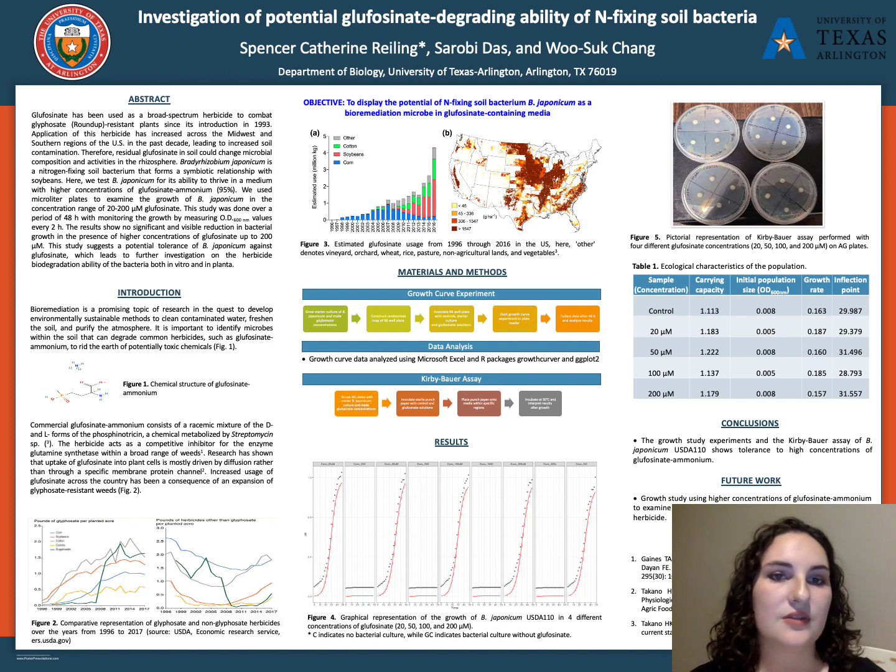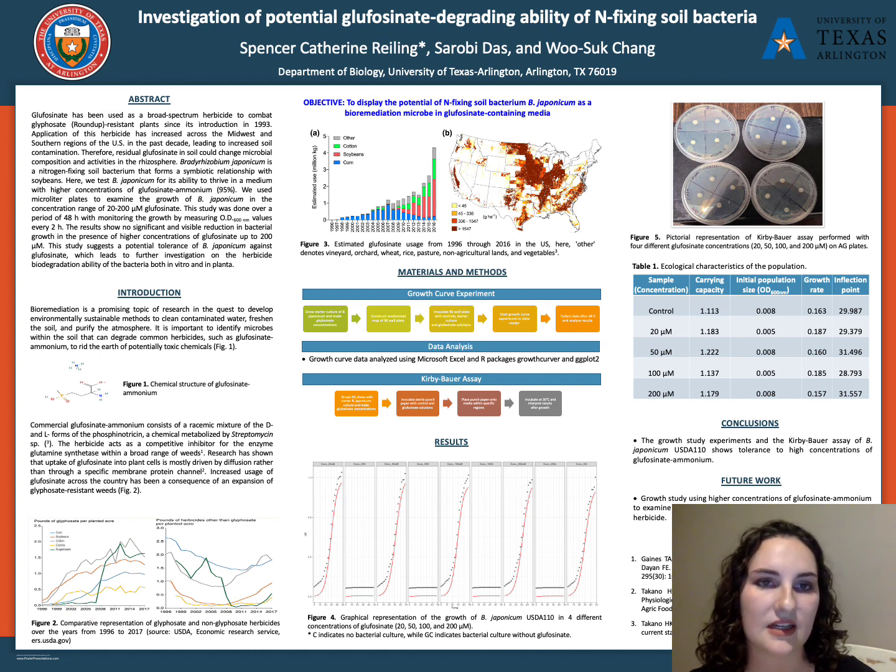ggplot2. And we see these results in figure 4 in a graphical representation of B. japonicum growth in the different concentrations of glufosinate. And so the sections where there are logarithmic growth of B. japonicum include our bacterium as well as 5 different concentrations of glufosinate ammonium. And the sections where there is stagnant growth or a flat line have no B. japonicum but do include the glufosinate ammonium in the solution.